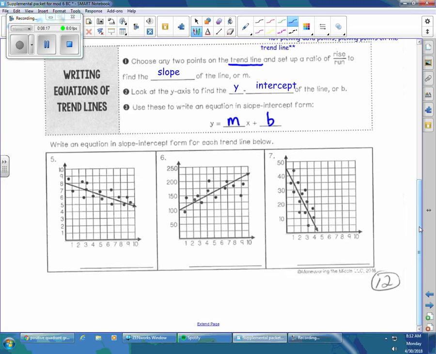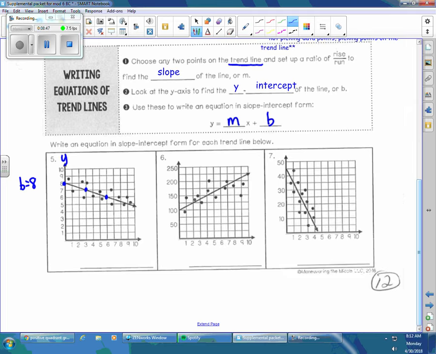Looking at number 5, here's my y-intercept. It's crossing my y-intercept at 8. So my b is going to be 8. Now I need to look at my line and pick points, not data points, that are integer coordinates on my line, okay? So this one I'm going to pick. Now it happens to be a data point also. Don't let that throw you, because I'm going to pick this one too.